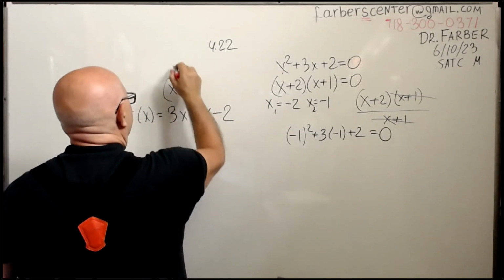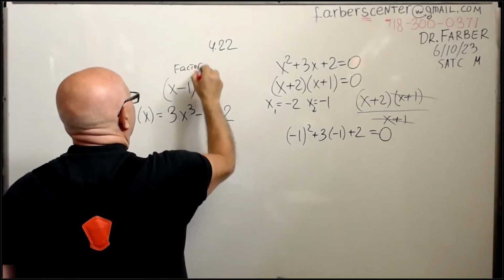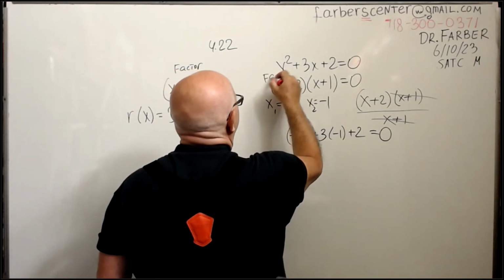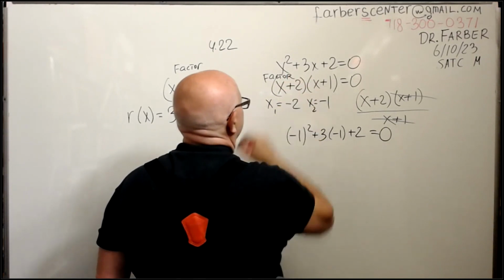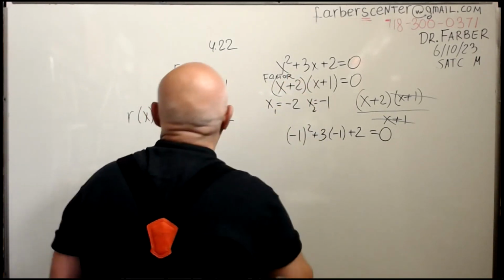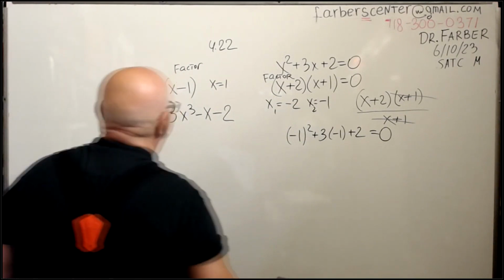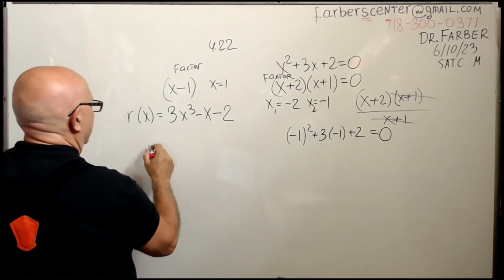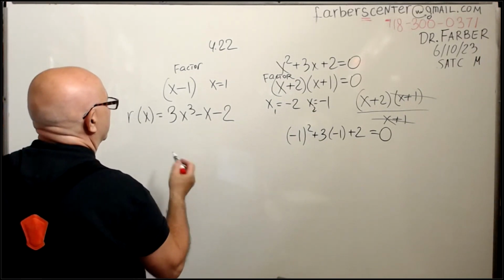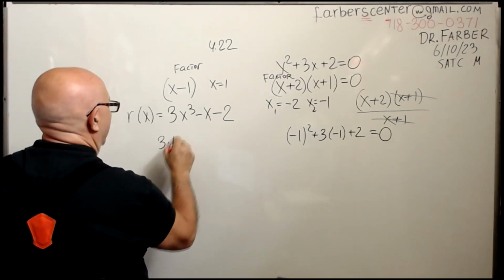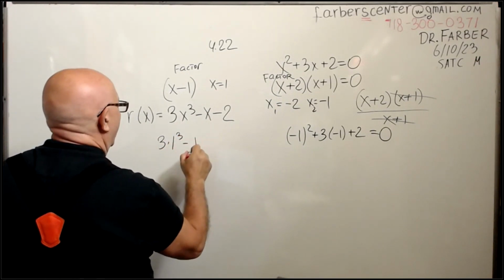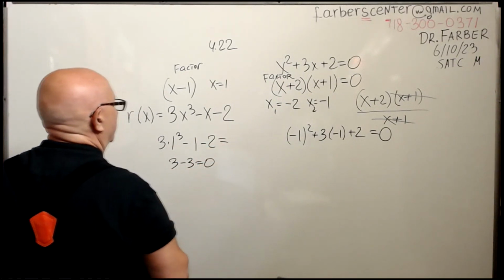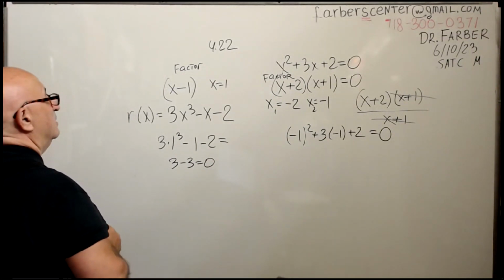If this is a factor, x equals 1. If this is a factor, x equals -2. Change sign. Okay, plug in. So I call this remainder theorem. If I plug in 1 instead of x, what do I get? I'm supposed to get 0 if it's divisible by this one, if it's a factor. 3 times 1 to the third minus 1 and minus 2. 3 minus 3 equals 0. Being no remainder, this is the factor.